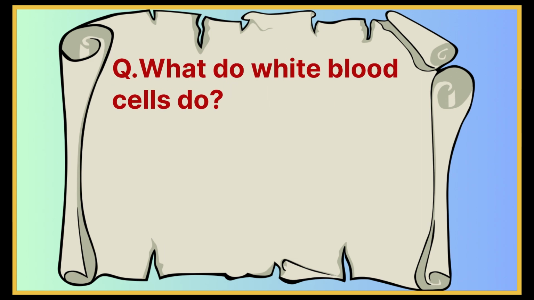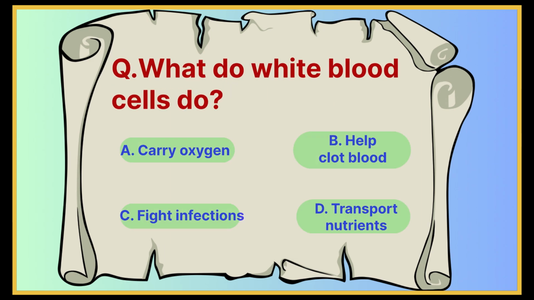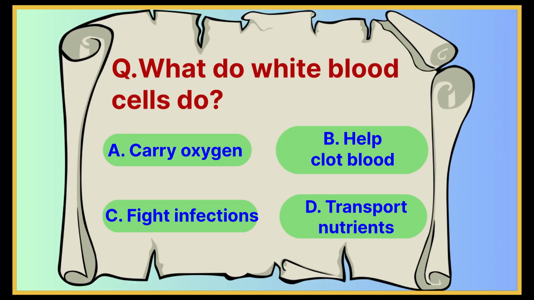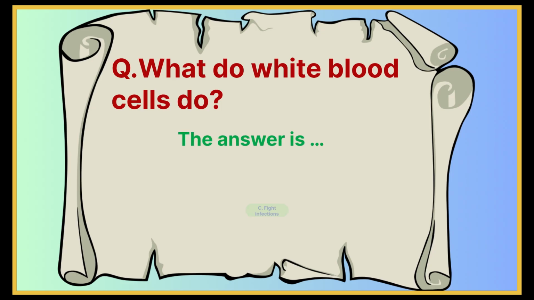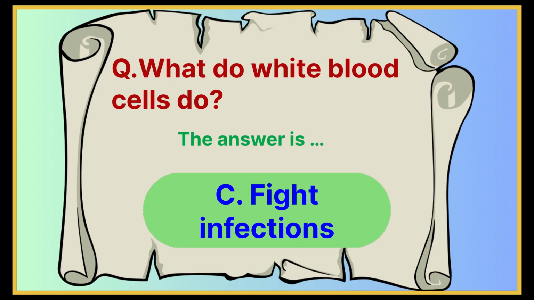Next question. What do white blood cells do? So the options are option A, carry oxygen, option B, help clot blood, option C, fight infections, option D, transport nutrients. So the correct answer is option C, fight infections.